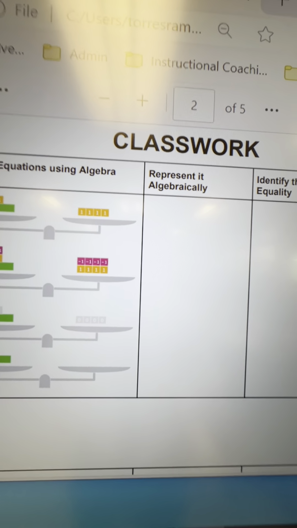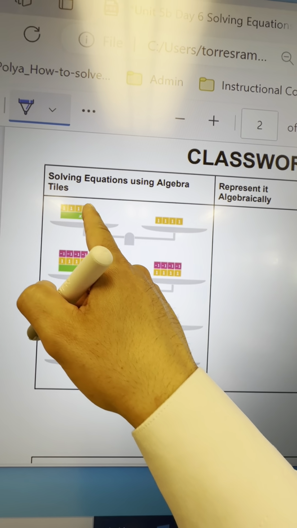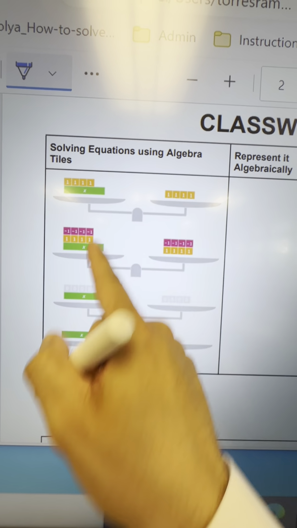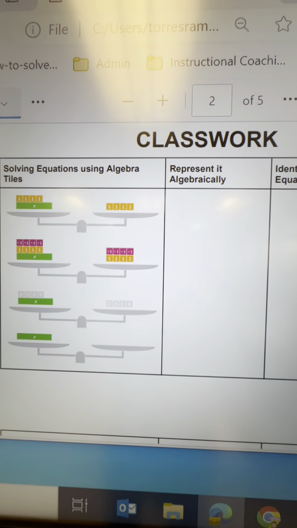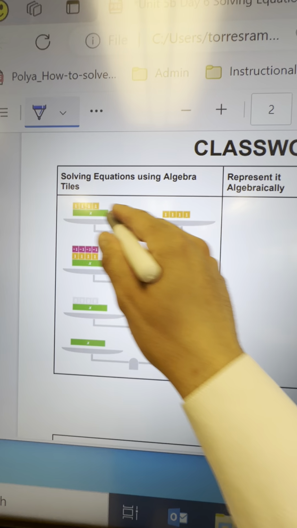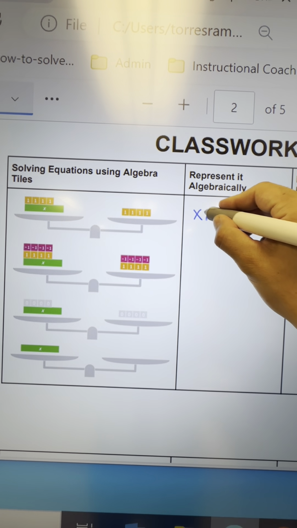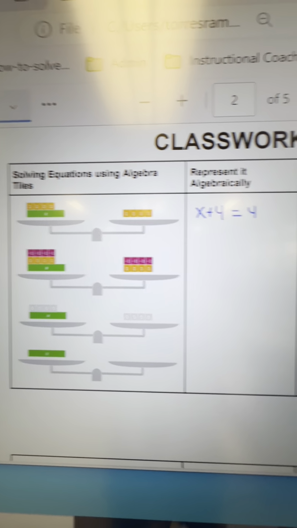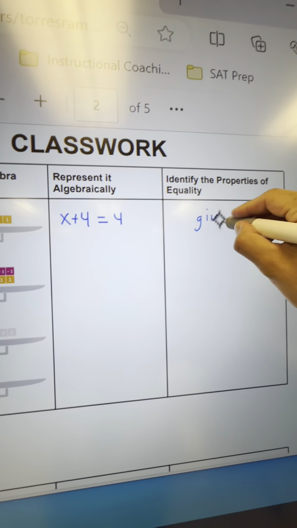And then here is today's classwork. You're going to be representing each of these equations that were solved using algebra tiles. You're going to represent it algebraically. The first thing you can do is write down the equation. This one is x plus 4 equals positive 4. That was given, so I'll write down given for that.